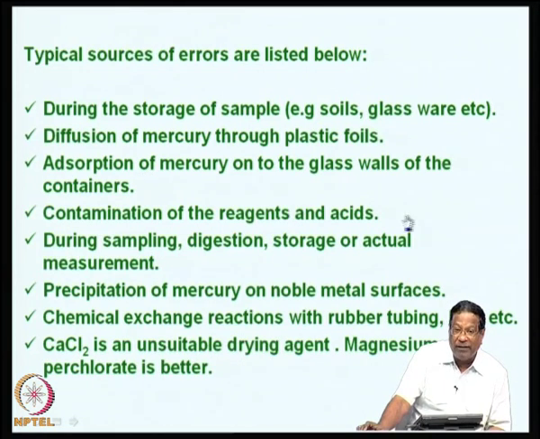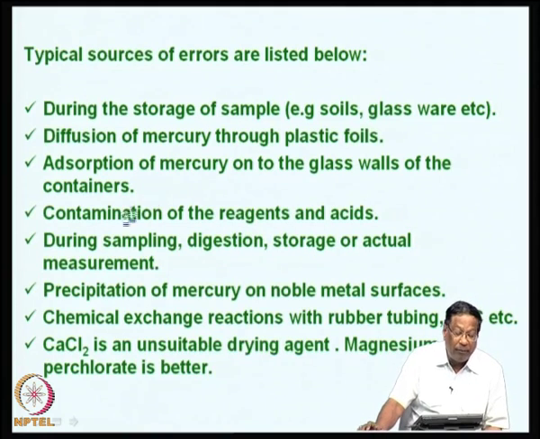Contamination of the reagents and acids is a very serious problem. So, during sampling, digestion, storage, actual measurement, etc., one has to be extremely careful regarding the contamination. Precipitation of mercury on noble metal surfaces also happens. And copper, for example, if you have a copper tubing, you should not be using copper tubing because mercury will form an amalgam straight away. So, you will never get a signal if you use a copper tubing. Stainless steel is possible, but again even in stainless steel some of the components may form an amalgam. So, you should use rubber or plastic tubings only.